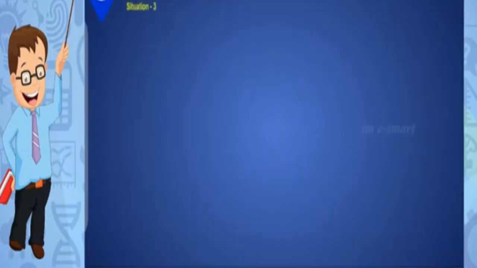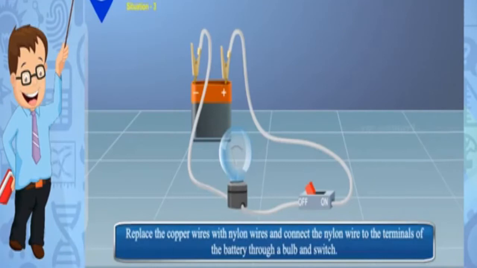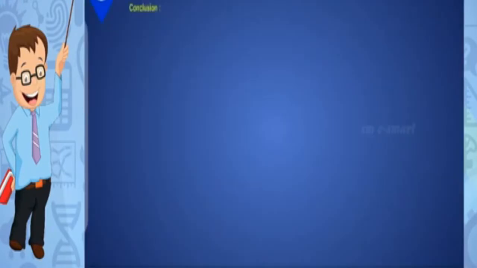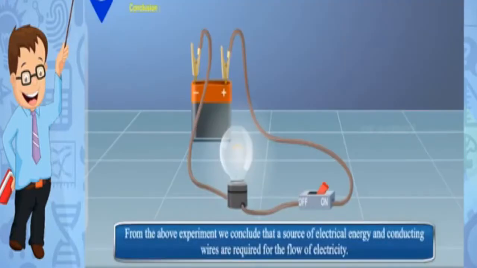Situation 3. Replace the copper wires with nylon wires and connect the nylon wires to the terminals of the battery through a bulb and switch. Now switch on the circuit. We observe that the bulb does not glow because the wires are not conductors. Conclusion. From the above experiment, we conclude that a source of electrical energy and conducting wires are required for the flow of electricity.